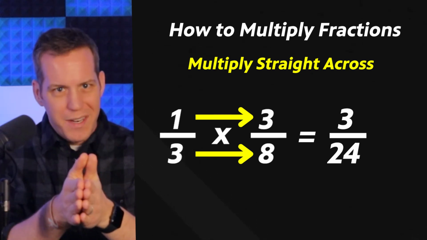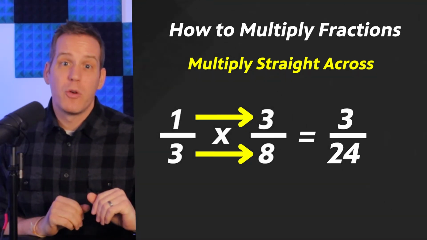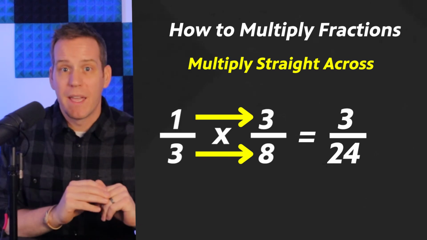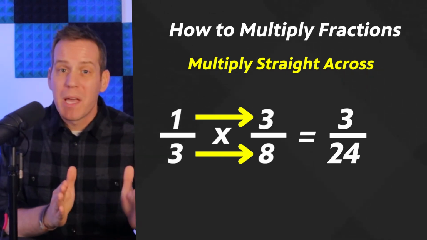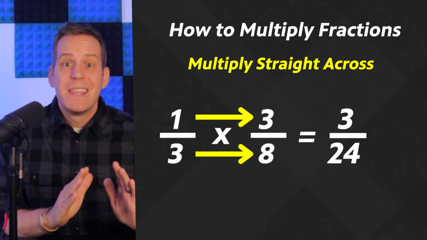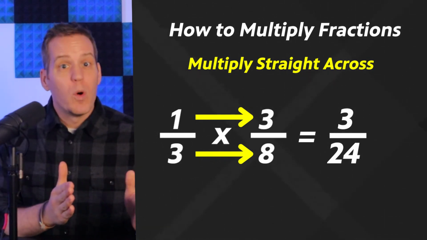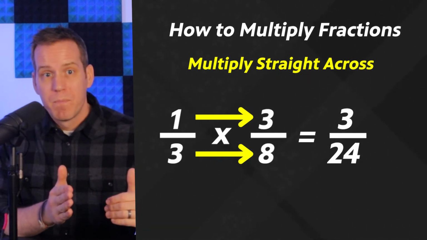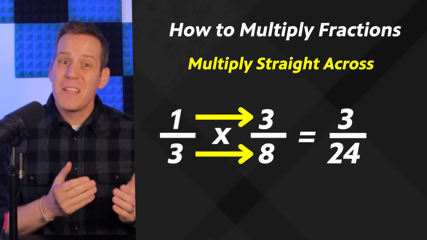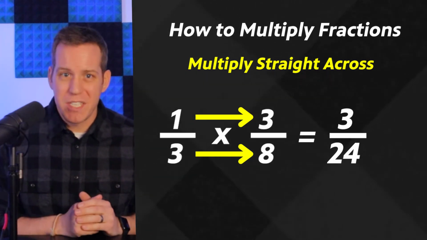Now, for the shortcut. All right, so the main thing that gets annoying with these types of problems is the simplifying, and it's going to get even worse when you multiply mixed numbers. You see, this problem was relatively simple, 1 times 3 and 3 times 8. But when you do mixed numbers, eventually you'll have way bigger numbers to deal with.